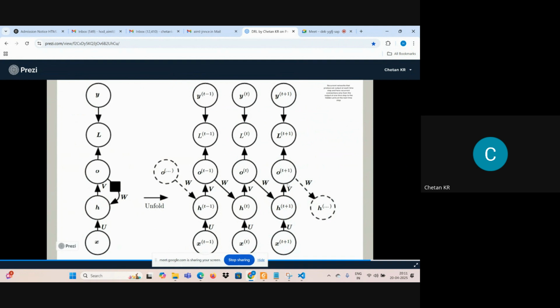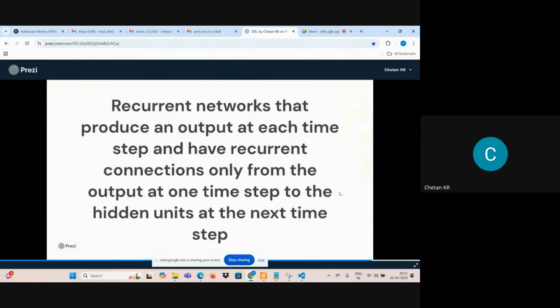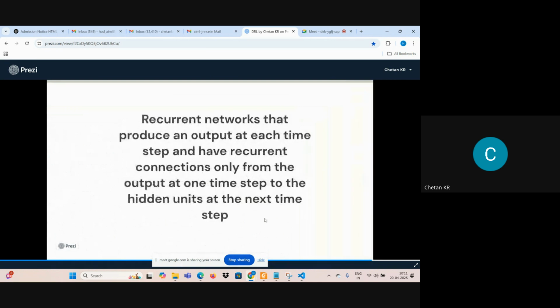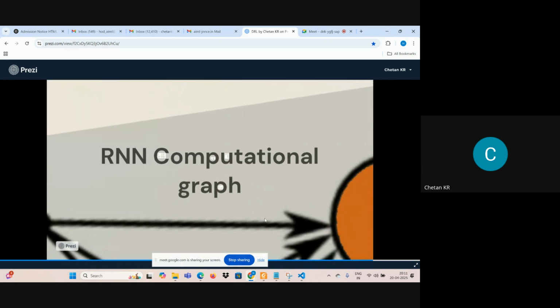Again, at every time instant, some output is produced, whether chatbots, language translation, or text to speech. All these examples are the same, but the recurrent connections are different. So output at each time step is the same. Recurrent connections go only from the output at one time step to the hidden units at the next time step. That is correct. The output at the current time step goes to the next hidden, like that. Third case.